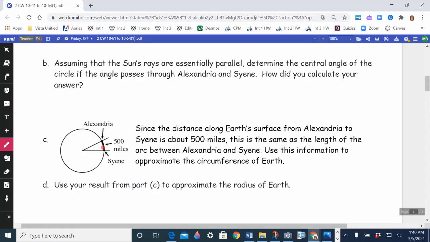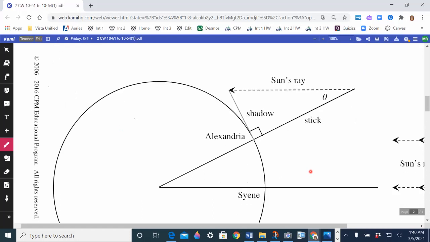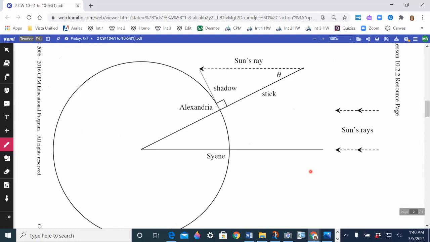Also here, we see that this is 500 miles, okay? Since the distance along the Earth's surface from Alexandria to Syene is about 500 miles, this is the same as the length of the arc between Alexandria and Syene. Use this information to approximate the circumference of the Earth, and then we're going to try to figure out the radius of the Earth. Now, I have a worksheet here that you guys can use to do all that math.